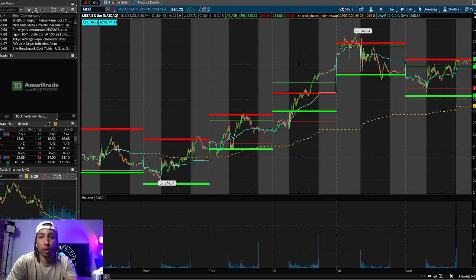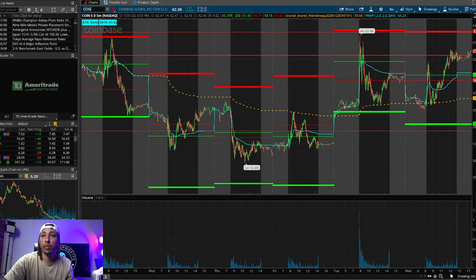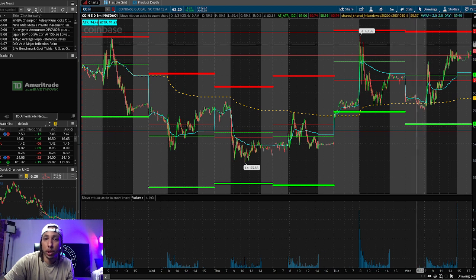Alright, choppy mess. You could have tried something on that. VWAP breaks look good on that one. Man, let's look at Coinbase. Oh my god. It's the kind of move that just makes you wanna jump. Look at this chart. This is interesting.